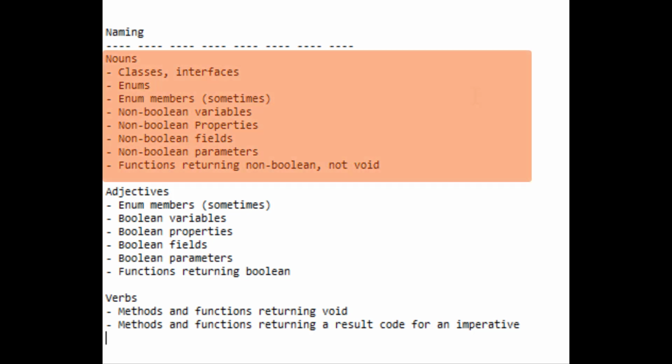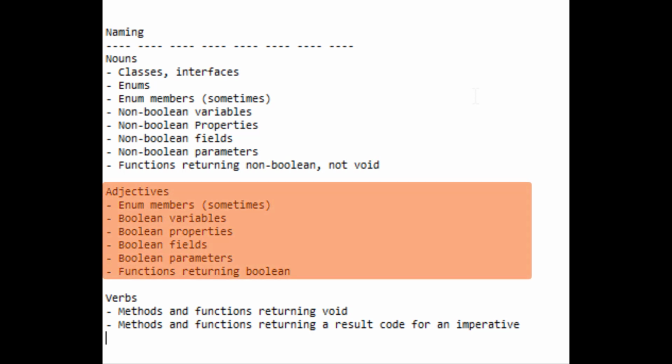A noun, of course, is a word that represents a person, place, or thing. We can see that pretty much everything will be a noun, with the exception of booleans. So we specify here that the variables, properties, fields, and parameters, which are nouns, would only be non-boolean variables, properties, fields, and parameters. If they're boolean, they'll end up being adjectives, and we'll discuss those next and show some examples.